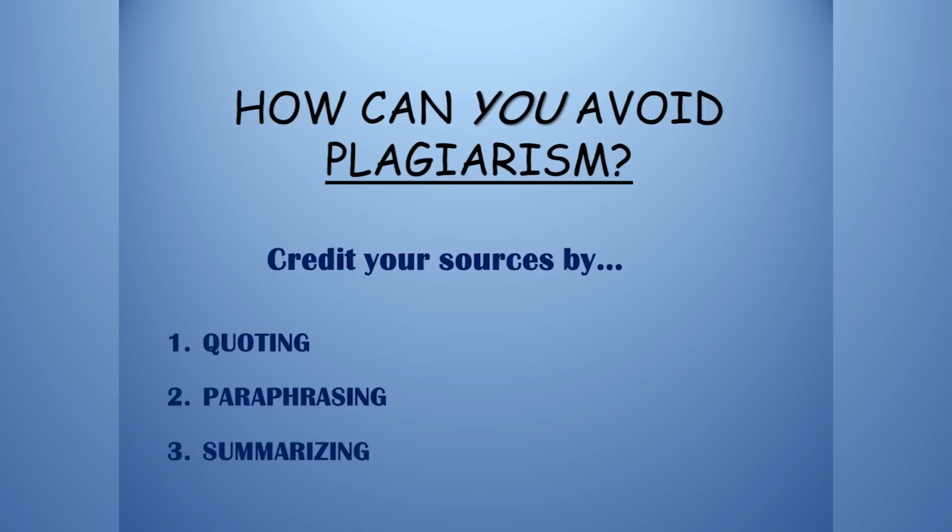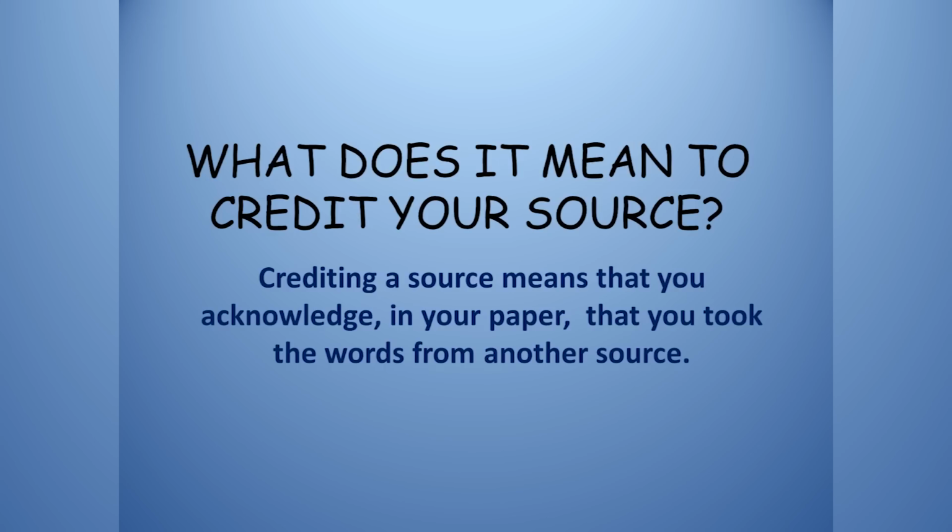However, there are ways that you can use information from other sources in your paper and still compose an academically sound paper. Just be sure to credit your sources by correctly quoting, paraphrasing, and summarizing the information that you borrow. Crediting a source means that you acknowledge in your paper that you took words and ideas from another source. By crediting a source, you are letting your reader know that the information that you are using to support your paper has been borrowed from someone else.